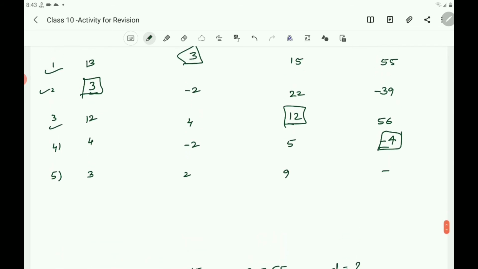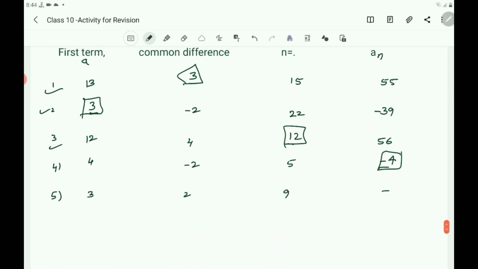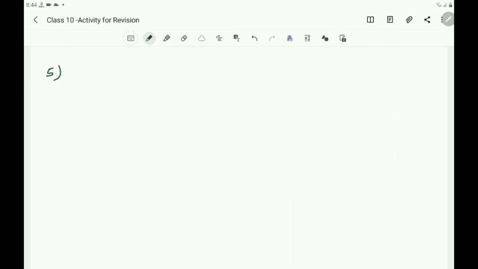And the fifth question, what are given here? The first term a is given, that is 3, and common difference is given, that is 2. And n is given, that is the number of terms is given, and again here we have to find out an. So in the fifth question, a is given, note down, that is 3, and d is also given, note down, that is 2, and n is given, n equals 9. What you have to find out? an is to be found out.